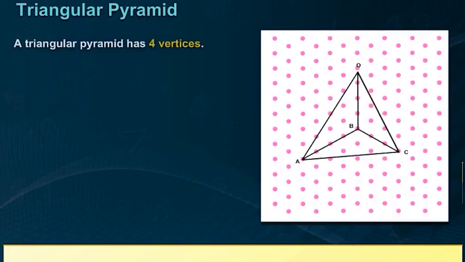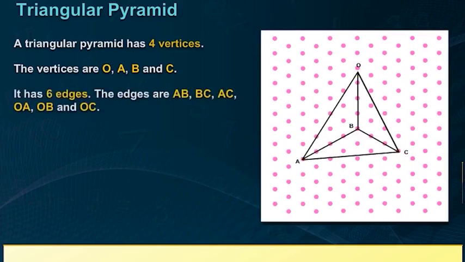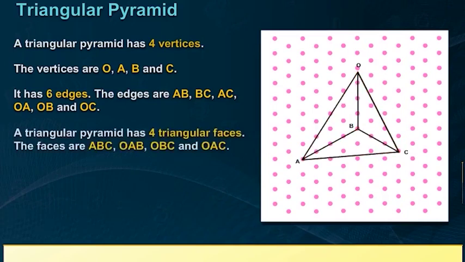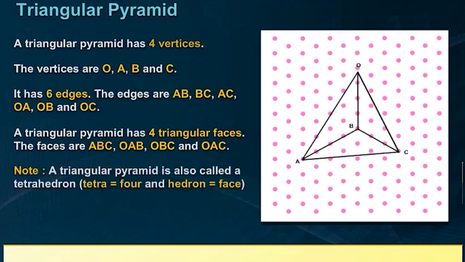Triangular pyramid. A triangular pyramid has 4 vertices. The vertices are O, A, B, and C. It has 6 edges. The edges are AB, BC, AC, OA, OB, and OC. A triangular pyramid has 4 triangular faces. The faces are ABC, OAB, OBC, and OAC. Note: a triangular pyramid is also called a tetrahedron. Tetra means 4 and hedron means face.